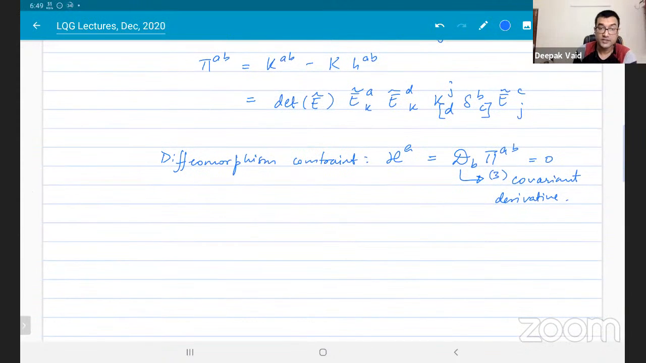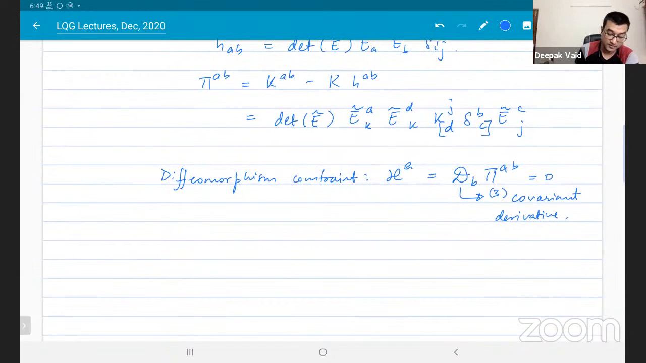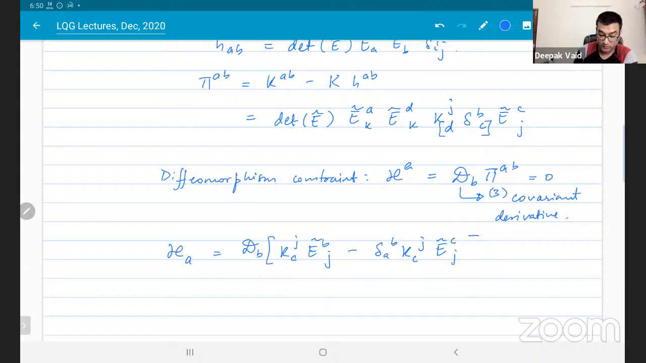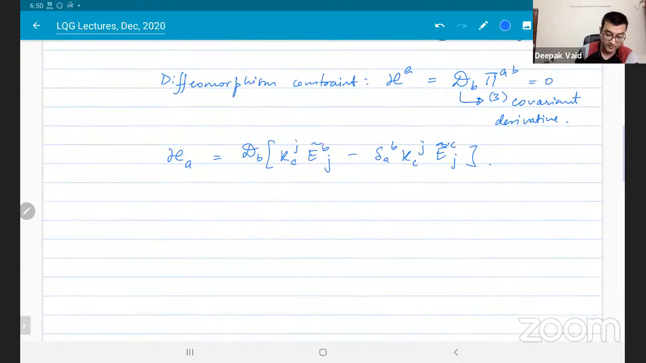Now, if you write this constraint using these variables, what do we get? The constraint can be written in the following form. Again, we have this covariant derivative, then Kj E delta J minus delta AB. Now, all of this is very dry and very formal and very boring, but one has to go through this procedure.